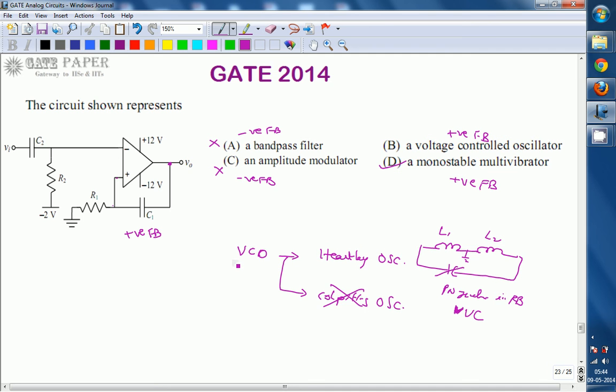That implies it is not implementing a voltage controlled oscillator. What it is indicating is only a monostable multivibrator. Since no inductor is present in the circuit, it cannot implement a Hartley oscillator. It doesn't have any inductors, so the only option is a monostable multivibrator. This circuit is a monostable multivibrator. Thank you.